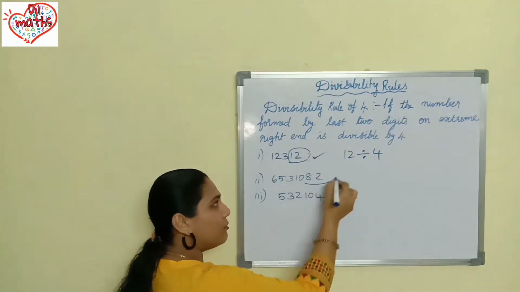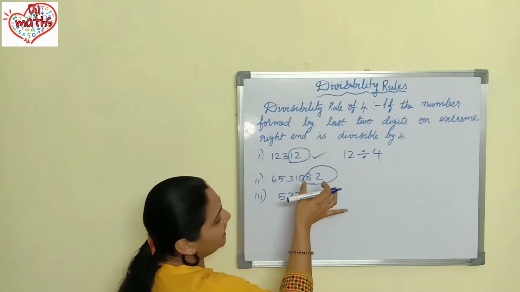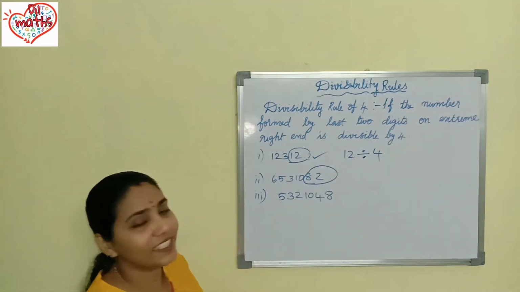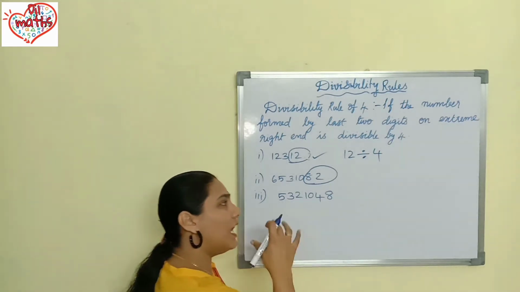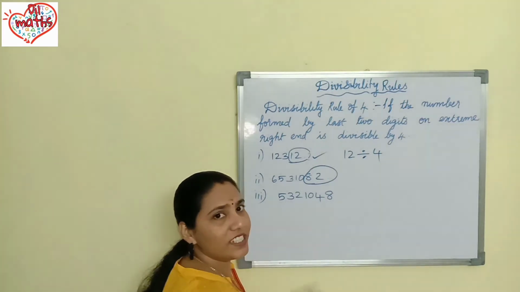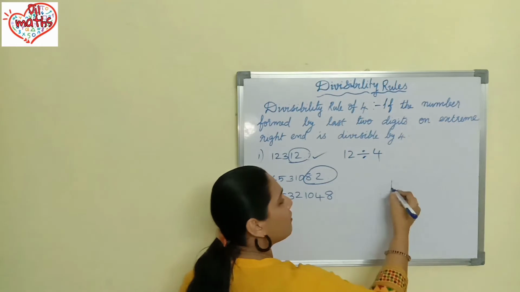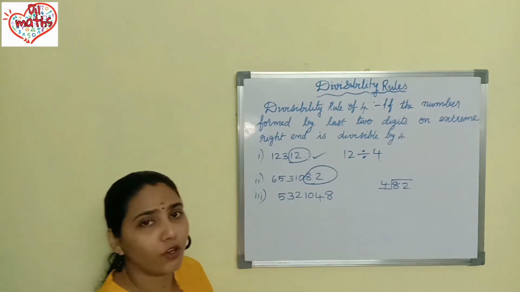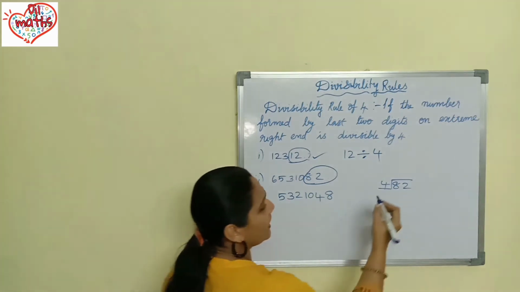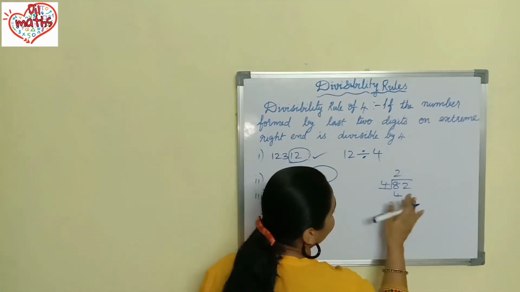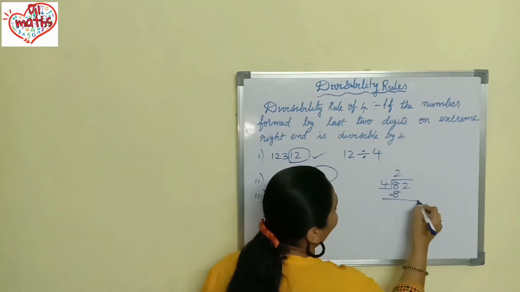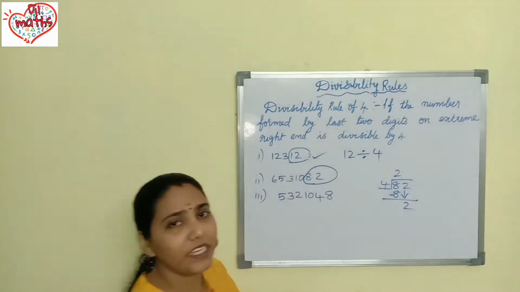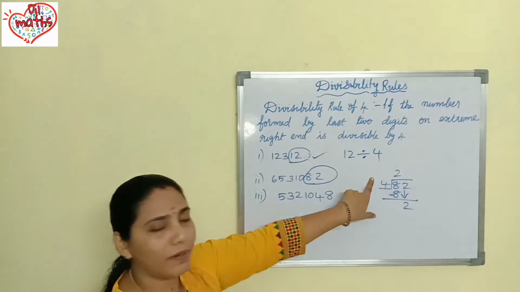What about the next number? In the extreme right hand, what are the last two digits? 8 and 2. The number formed by the last two digits is 82. We will check whether it is divisible by 4. If we divide that by 4, the remainder should be 0. 2 4s are 8, and you can put 2 down. But 2 you can't divide by 4.